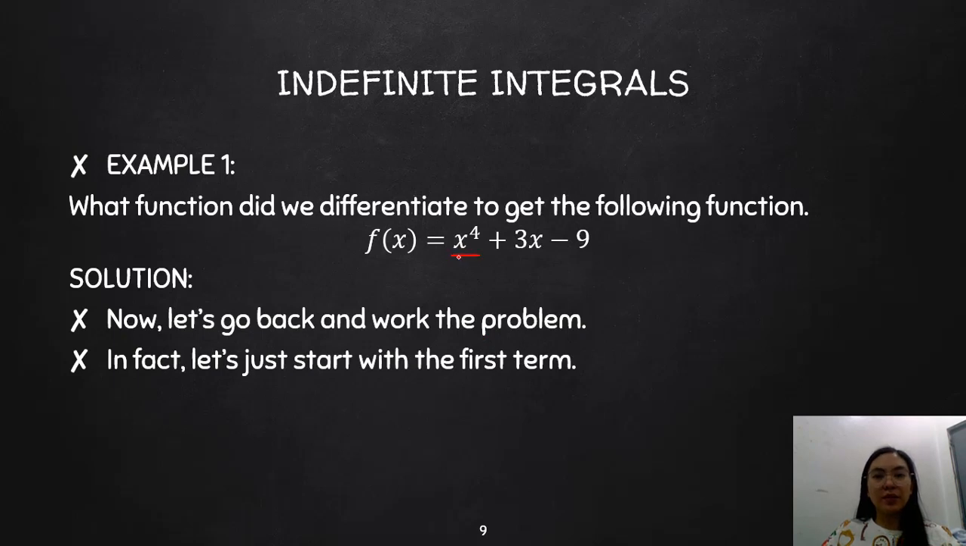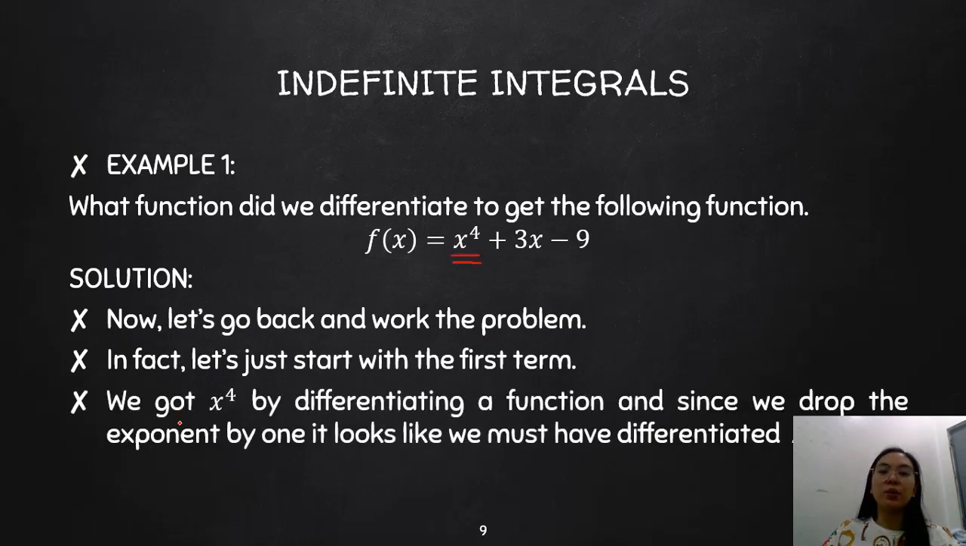Let's start with this first term. So we got x raised to 4 by differentiating a function, and since we dropped the exponent by 1, it looks like we must have differentiated x raised to 5. Diba? Since tinitreat natin to as a differentiated function, hahanapin natin yung parang original equation niya. So since x raised to 4 ito, dapat ang exponent ng original function is 5. Kasi kabaliktaran, di ba?